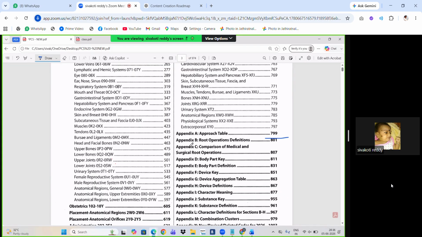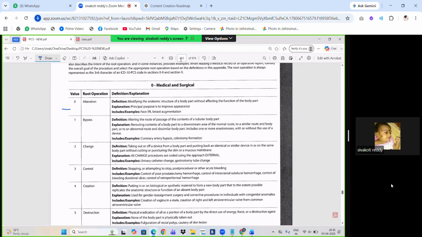Appendix B, check root operation definitions. After Appendix A, Appendix B, root operation definitions. If you go to this page, you will get value, root operation, definition, explanation, examples. Here we have 31 root operations, guys. For exam purpose, at least we need to learn 10 to 12 root operations.